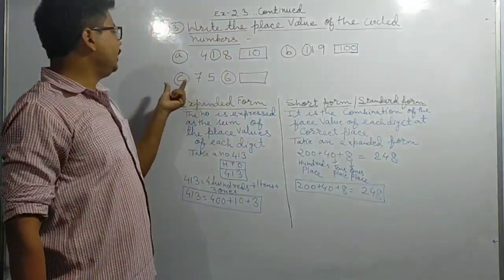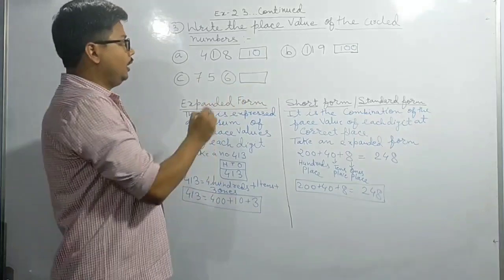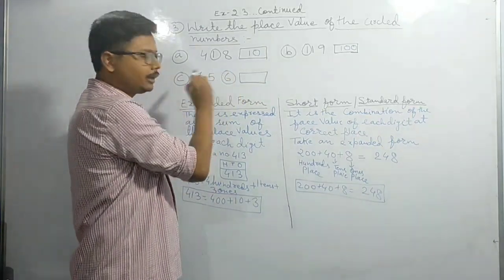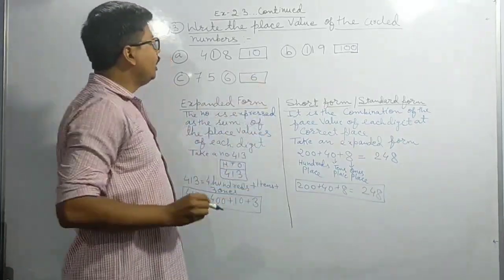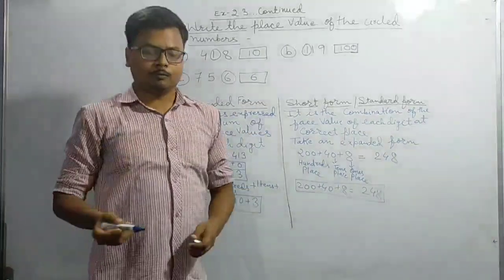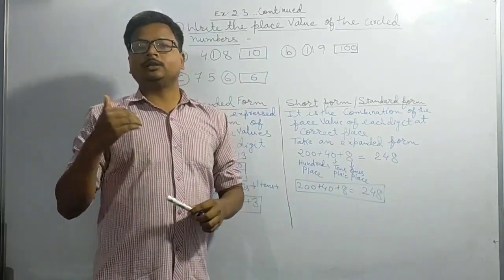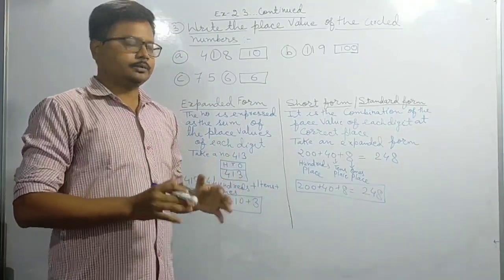Now come to question number C. 756. So in 1's place 6 is there and the number 6 is circled here. So the place value becomes 6. Now before going to question number 4, write in expanded form as well as write in short form, that is question number 5, let us discuss a few things.